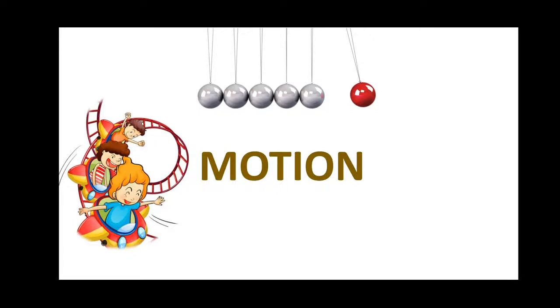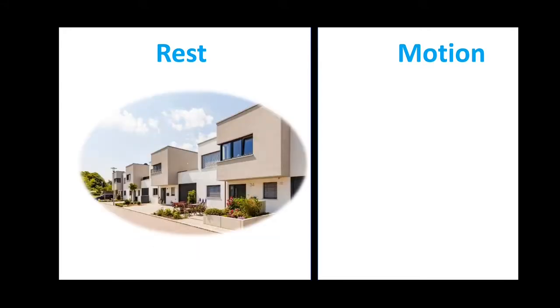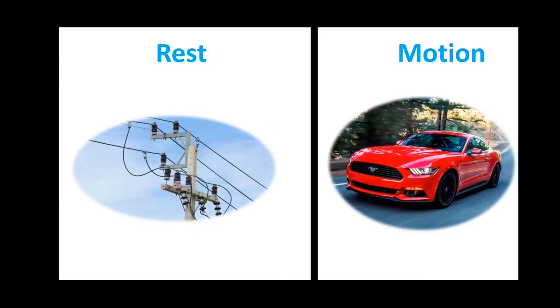Hi children, today we are going to start our new lesson, that is motion. We know that rest and motion are some common terms used in our day-to-day lives. For example, trees, houses and electric poles are said to be at rest, whereas cars, buses, and other vehicles moving on the road are said to be in motion.